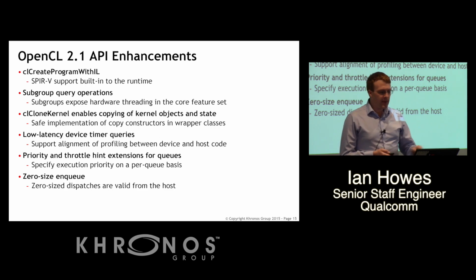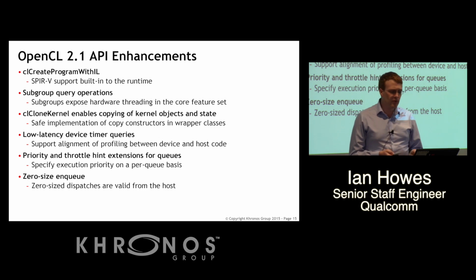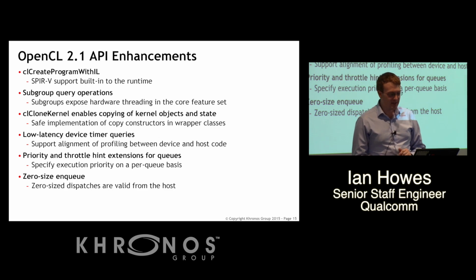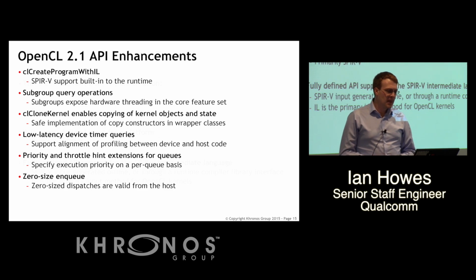And then we've made a few other relatively minor changes on the topic of performance counters. We've added low latency timer queries so you can time the device code. And then we have some profiling and priority and throttle hints. Oh, and the other very minor feature is you're now allowed to enqueue zero-size dispatches. Seems an odd request, but it was a corner case that was missing.